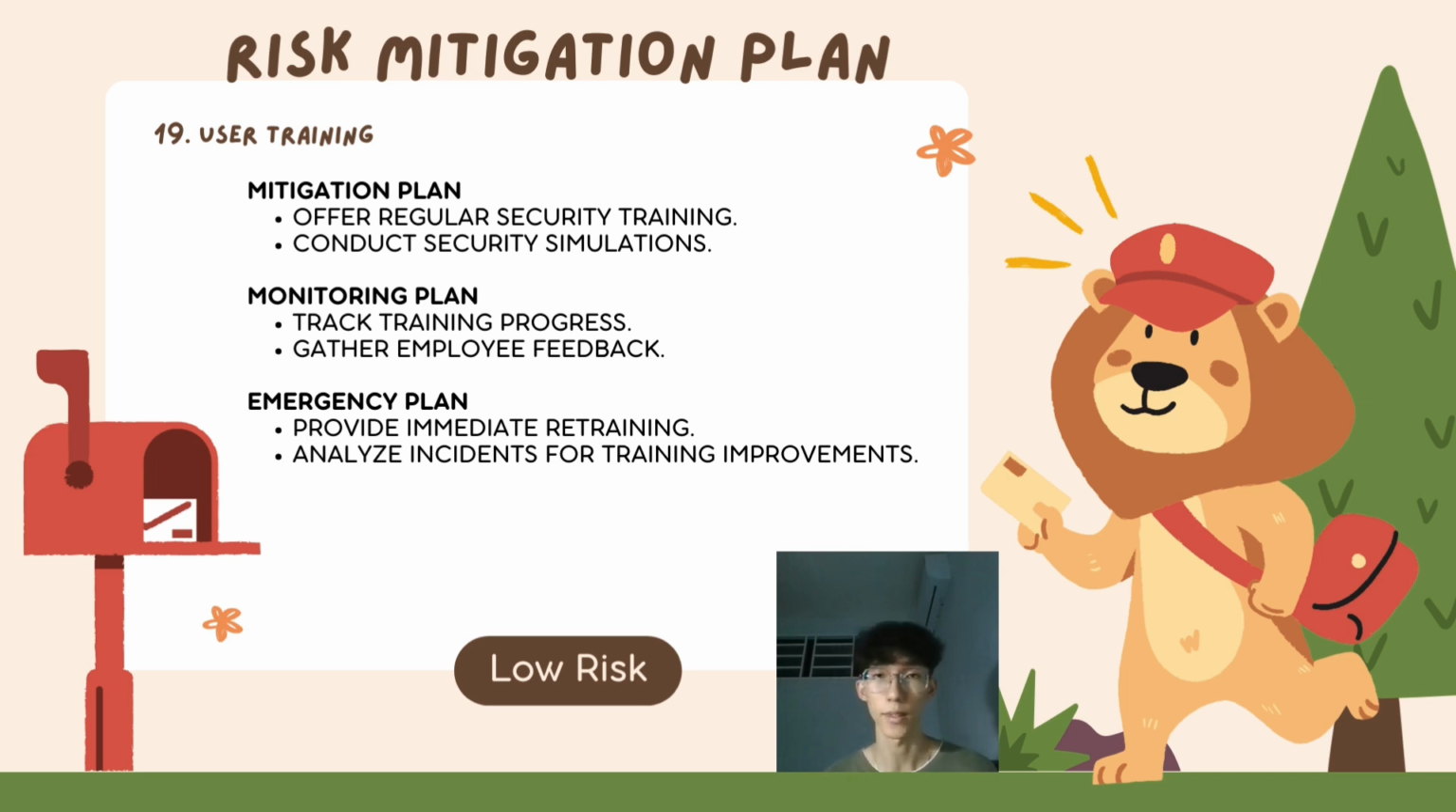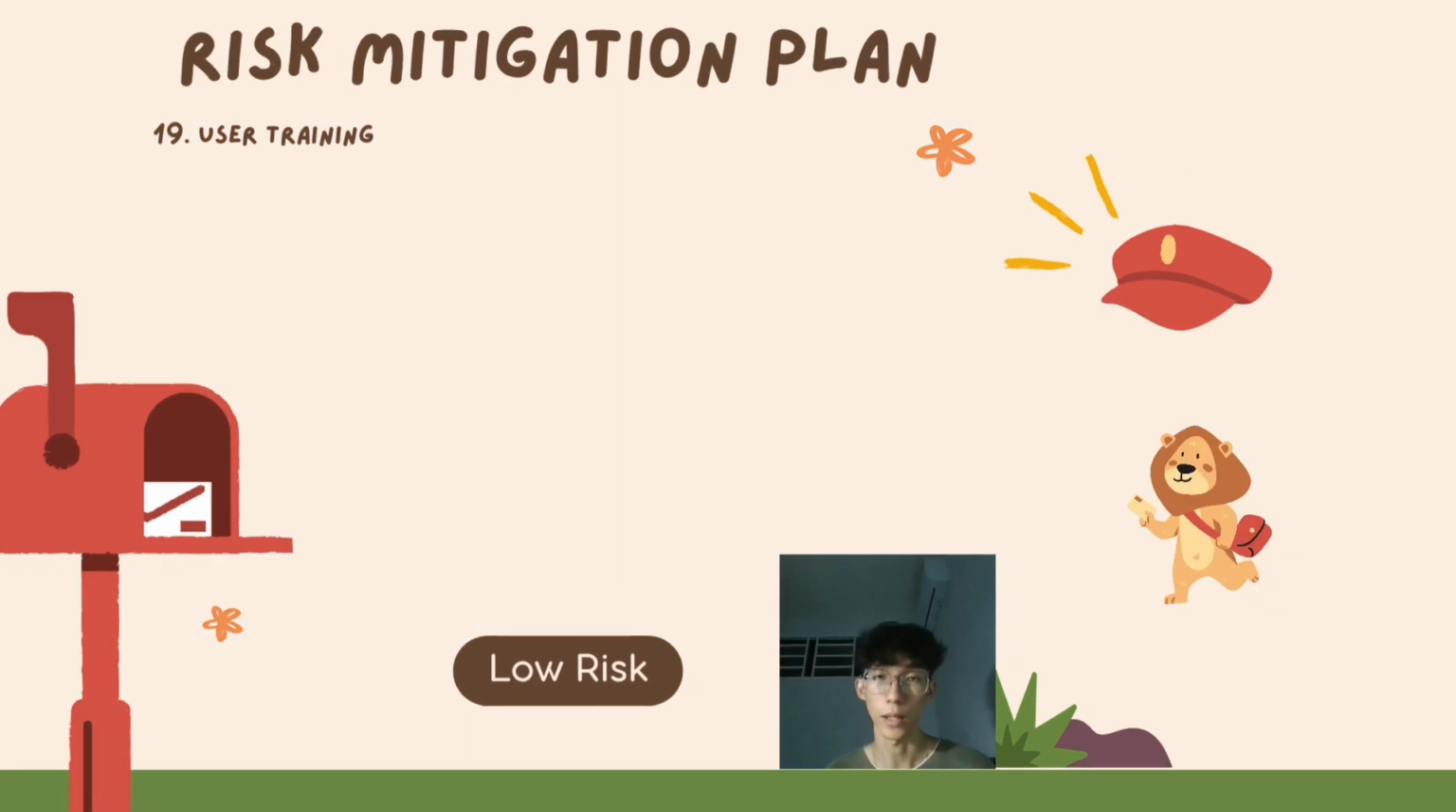In order to monitor the effectiveness of training initiatives, the company could utilize training progress tracking tools to ensure that all the employees complete the required training and identify areas needing improvement. The company could also implement a feedback mechanism to gather employee feedback as input on training programs, enabling continuous improvement. And lastly, for the emergency response plan, the company could provide immediate retraining to employees involved in security incidents to reinforce correct practices and improve future responses. The company shall also analyze security incidents involving user errors to identify weaknesses and tailor future training programs accordingly.